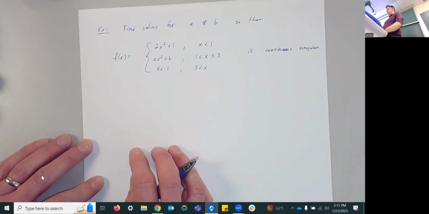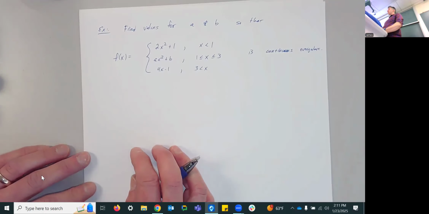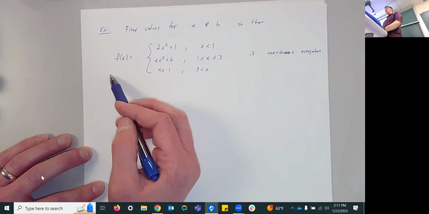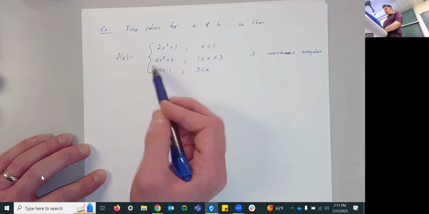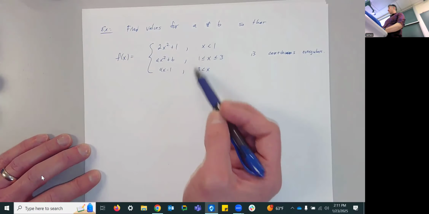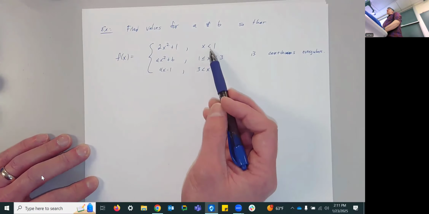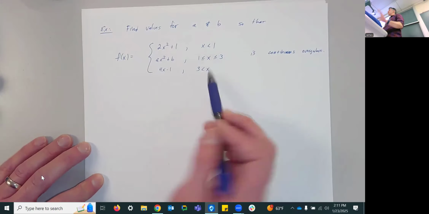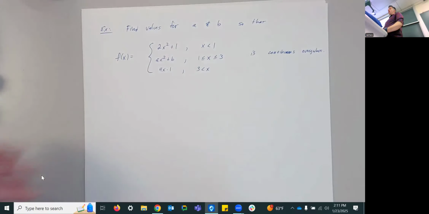So I would point out that this one piecewise function is defined everywhere. Each piece is defined, right? They're all polynomials, and we're not missing any values of x. We've got all the x's less than 1, all the x's between 1 and 3, and all the x's bigger than 3. So nothing is missing. We didn't leave anything out.